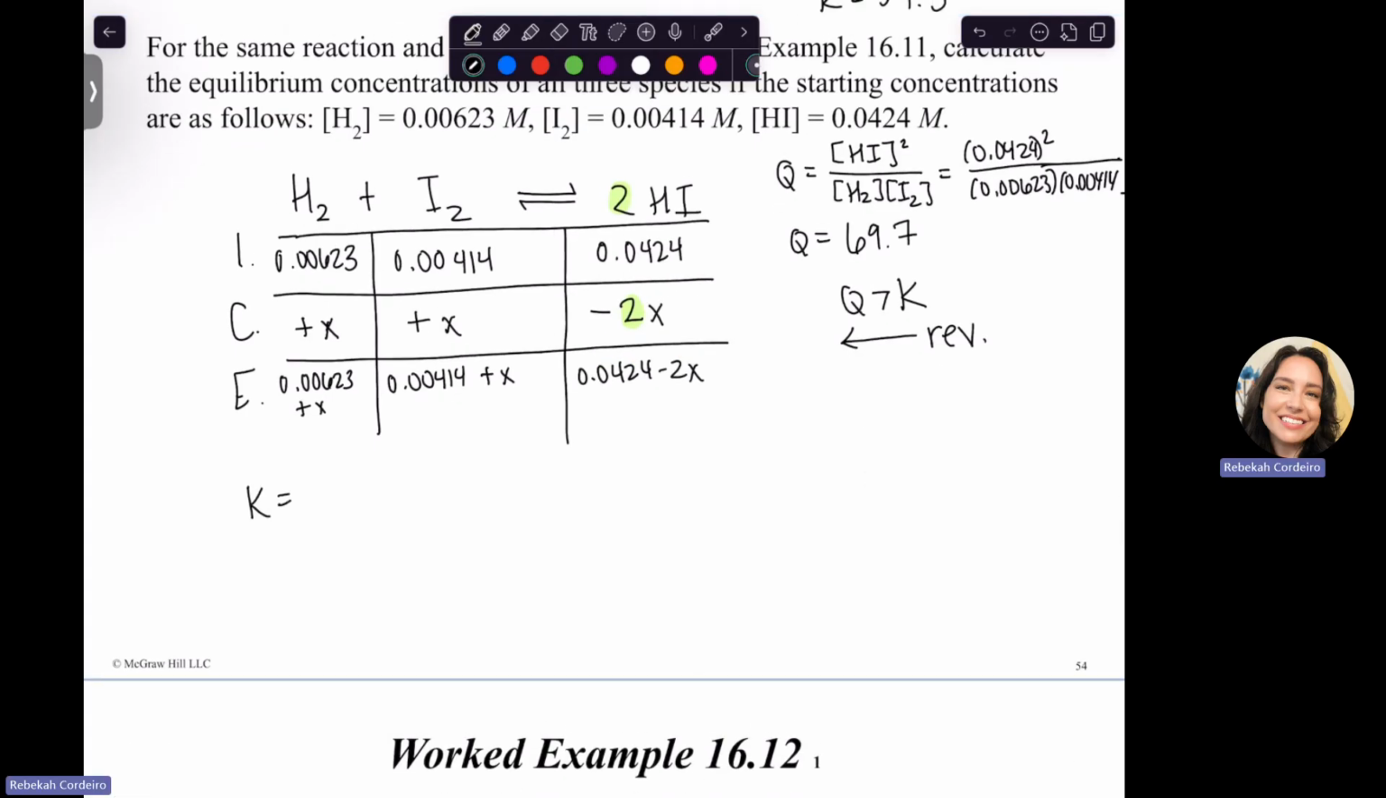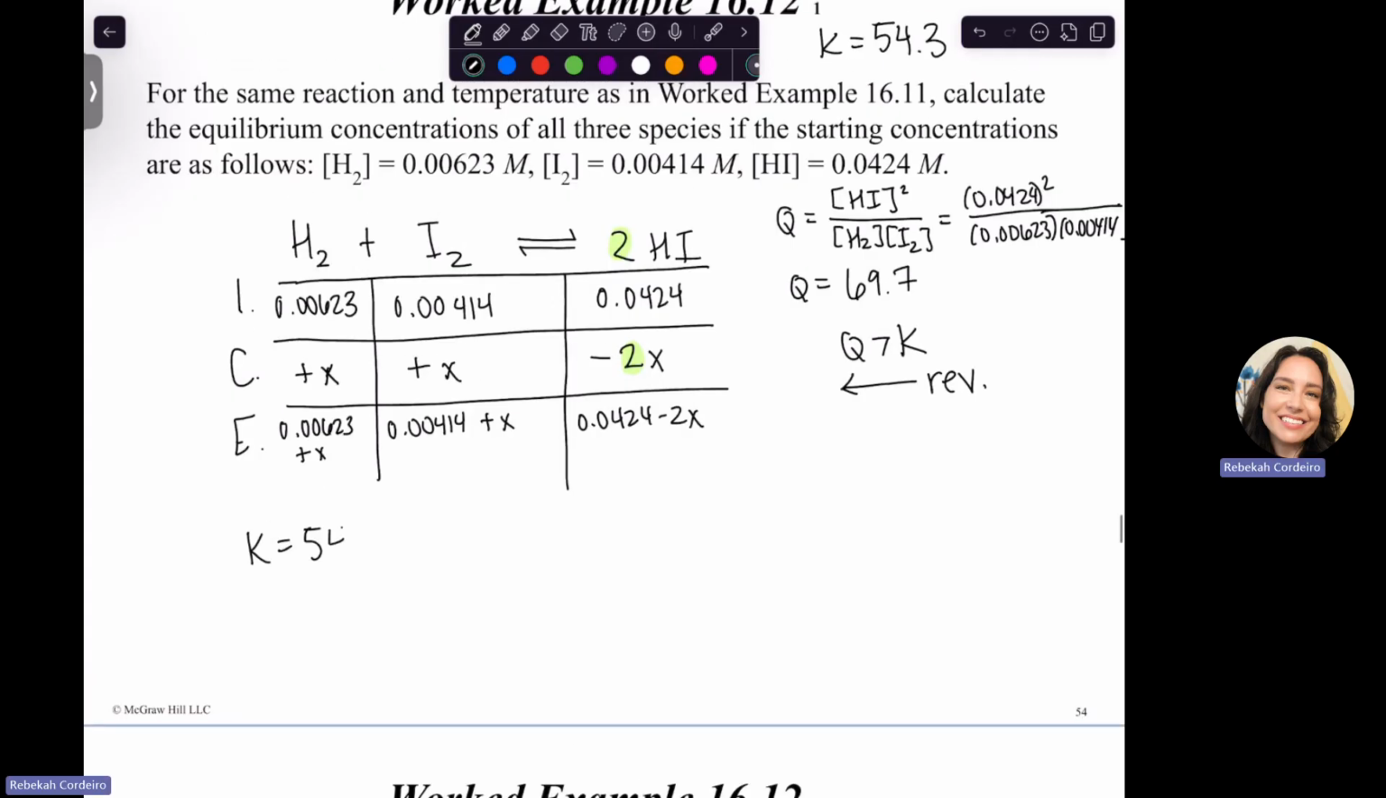So we know K is equal to 54.3, which is now going to be equal to (0.0424 minus 2x) squared over (0.00623 plus x)(0.0414 plus x). Now this one, I unfortunately don't have a trick for you because K is not a small number. There's a trick I'll show you in class where if K is a small number, we can kind of exclude the changes. For this one, it's not so.